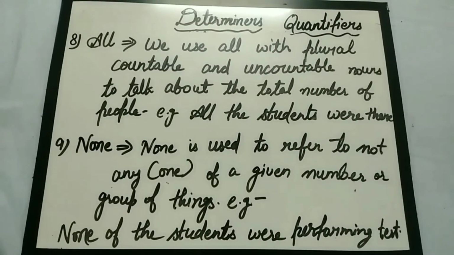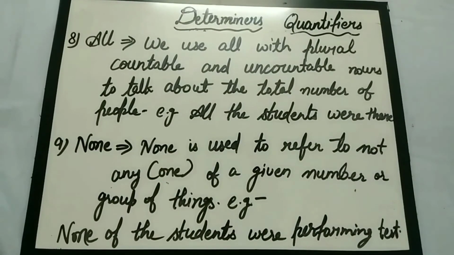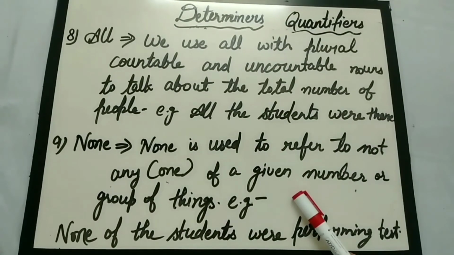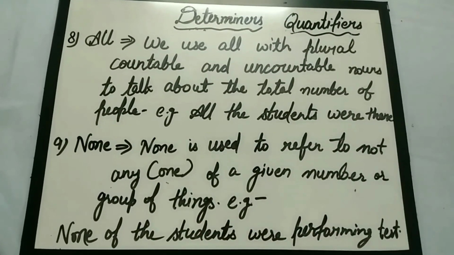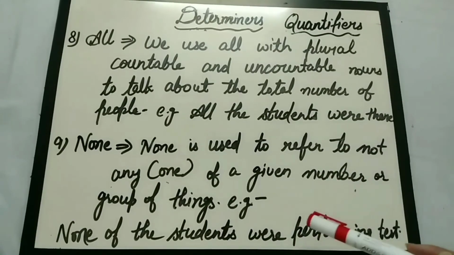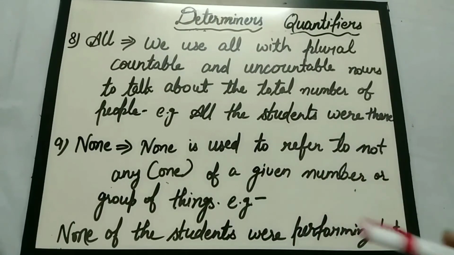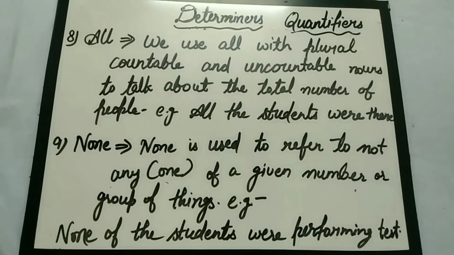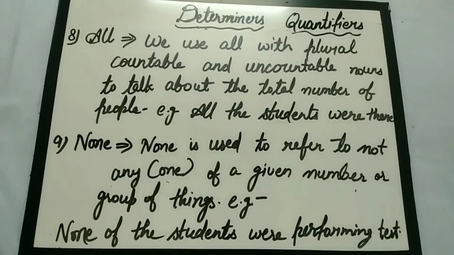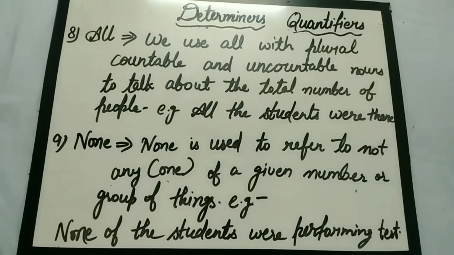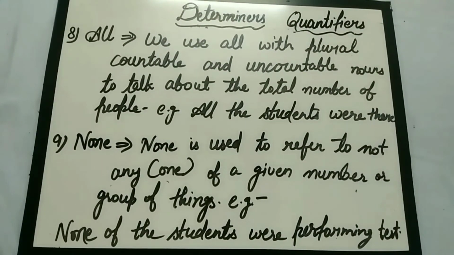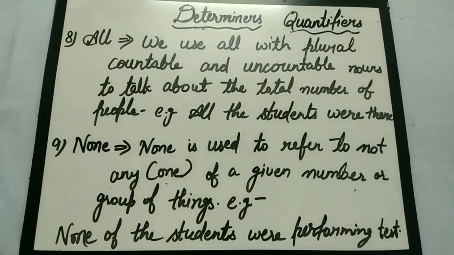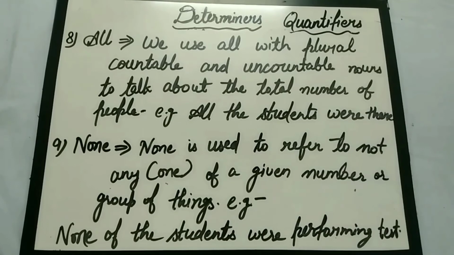None is used to refer to not any one of a given number or group of things. If we are talking about two particular things, two objects, or a group of things, it means none of the things, none of the persons, no one. When we are counting no one, nobody, then we use none. For example, none of the students were performing tests, means not even a single one. No one was performing the test. There were many students, but none of the students were performing the test.